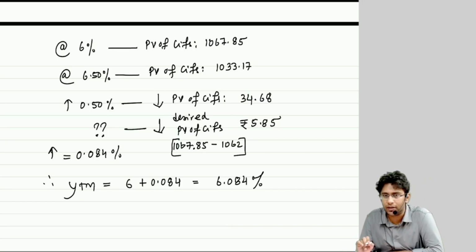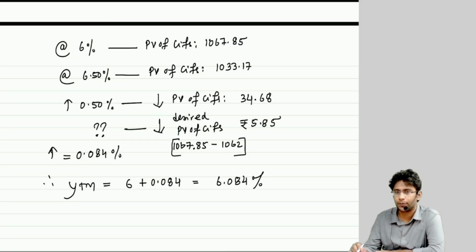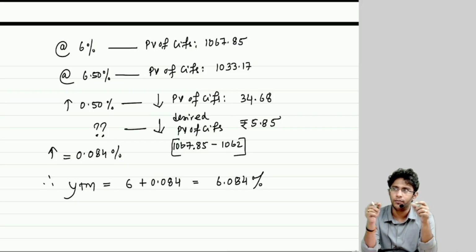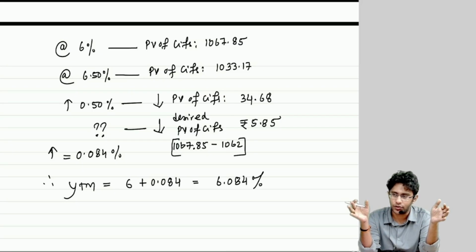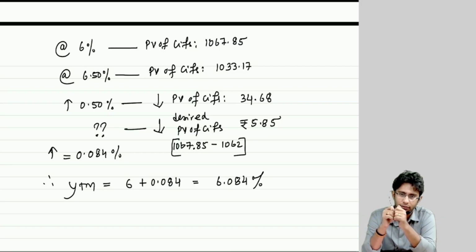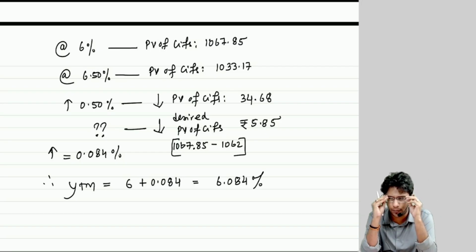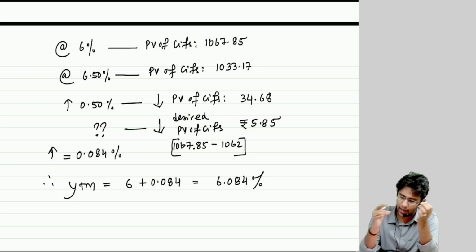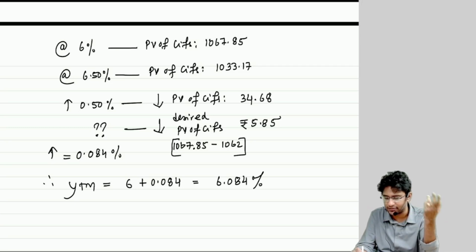The answer printed there will be slightly different because they interpolated between 6 and 7. What did I tell you? If the gap is large, the answer will be less accurate. For interpolation, the gap should be as small as possible. We took a gap of 0.5. That fellow took a gap of 1%. His answer will be slightly different, but our answer is obviously more right.